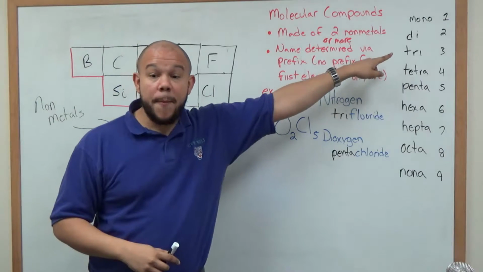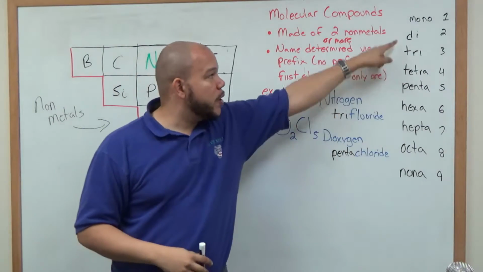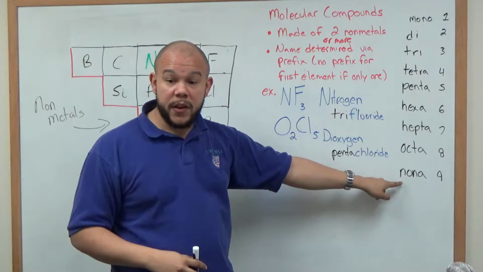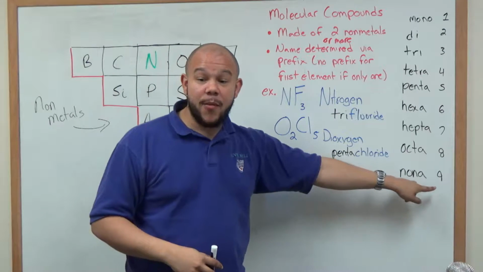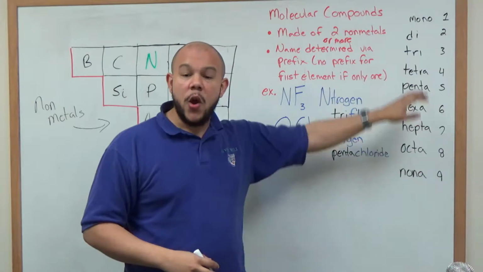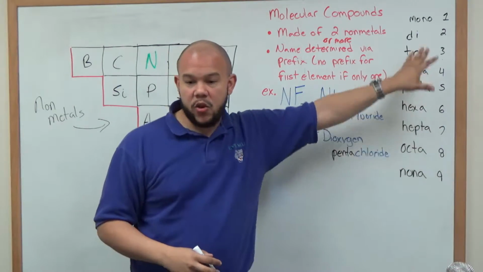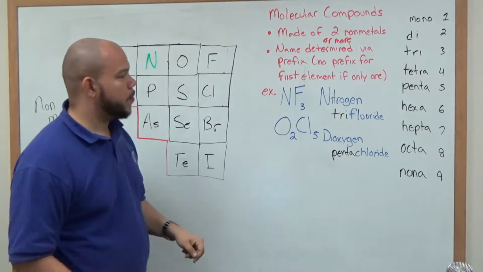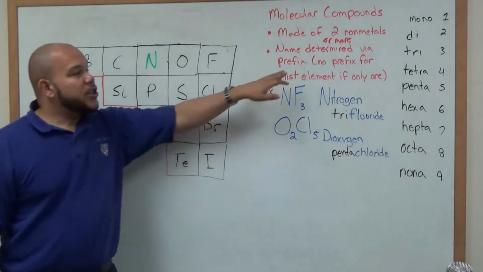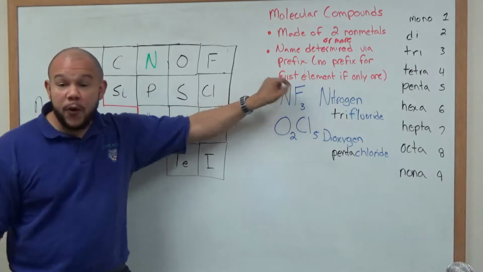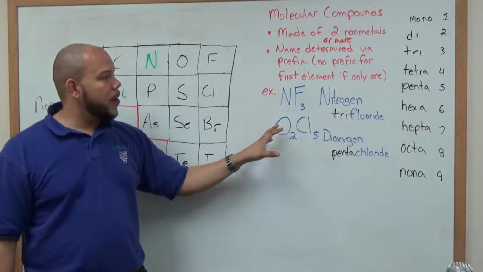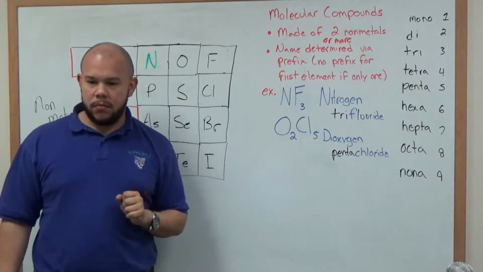associated with the amount of atoms. So what I have written for you here is a table of the prefixes, what their name is, and how many atoms they are associated with. We're going to use these, but you need to know these. You will not be provided this chart. You need to know these. But you do not have a prefix for the first element in the molecular compound if there is only one atom. If there's only one atom.